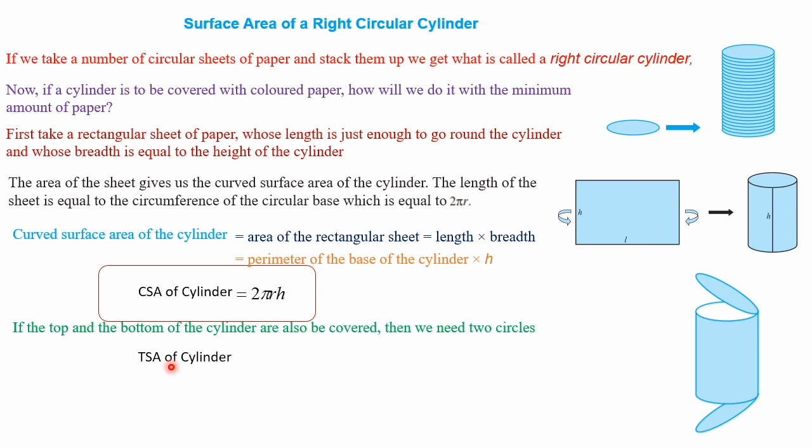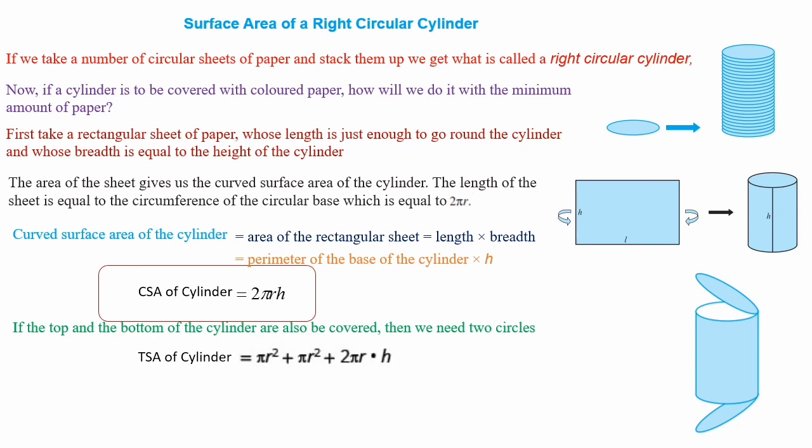So TSA of cylinder, total surface area of cylinder, we can say, because all the surfaces we have included. Curved surface we have included, top we have included, bottom we have included. So all the three faces of the cylinder are included. That's why we can say that it is the total surface area of cylinder. That is equal to, upside one circle is there, that circle area is pi r square, and at the bottom there is one more circle, because these are all the same radii circles from top to bottom.